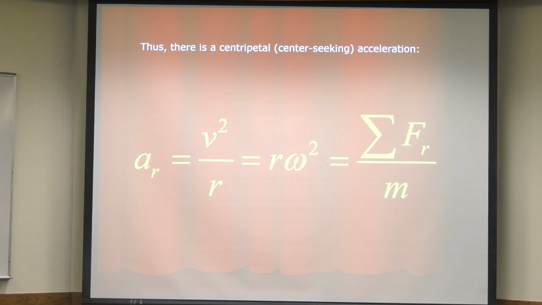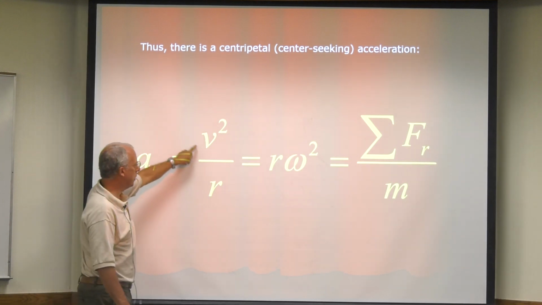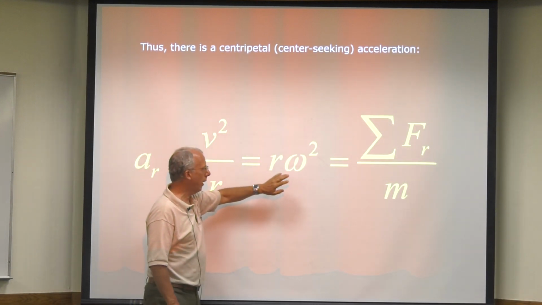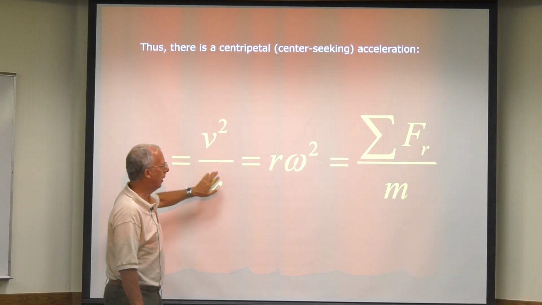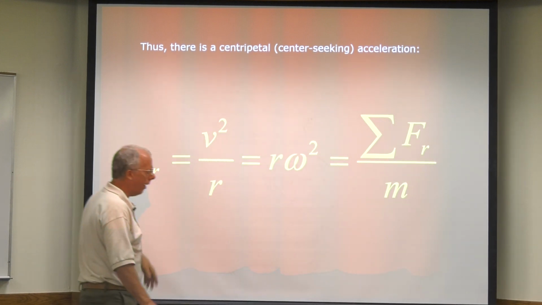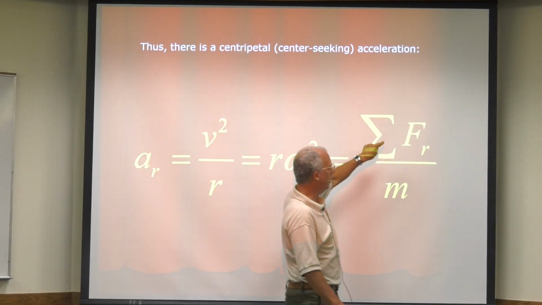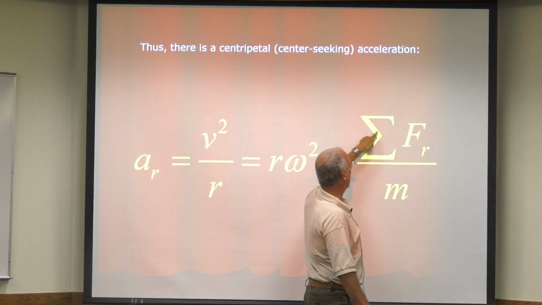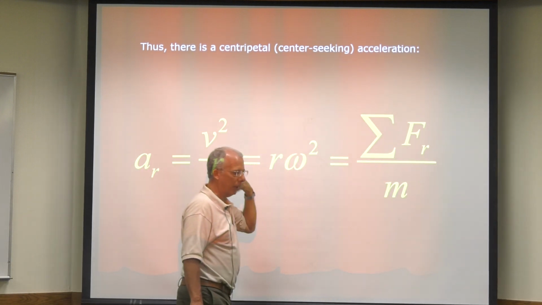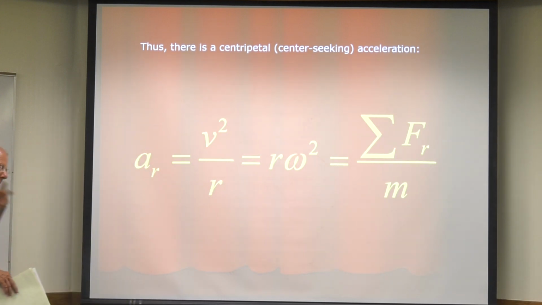Okay, so therefore there is a centripetal or a radial or a center-seeking acceleration, right? A radial or a centripetal equals v squared over r, or r omega squared. Again, you just choose this or this depending on the problem. And that equals the sum of the radial forces over m, right? Because F equals ma, or a equals F over m. So if there's a radial acceleration, there has to be at least one radial force. I'm going to put this on purpose because, you'll see later on, sometimes there is more than one radial force in the problem. So I just want to emphasize that.